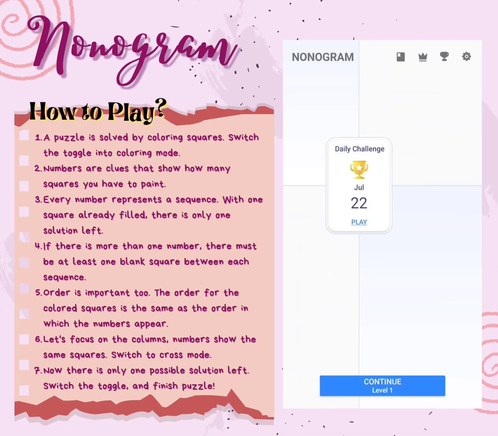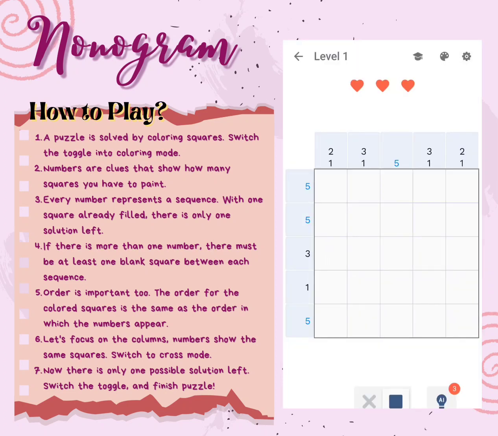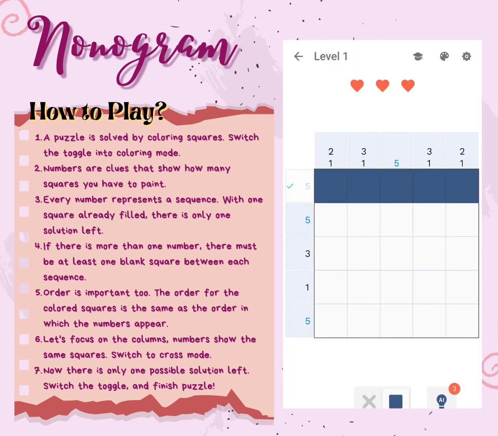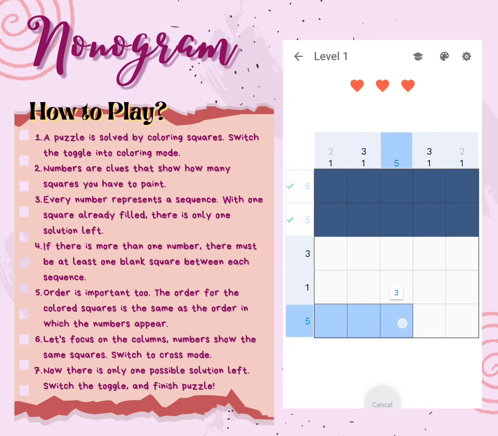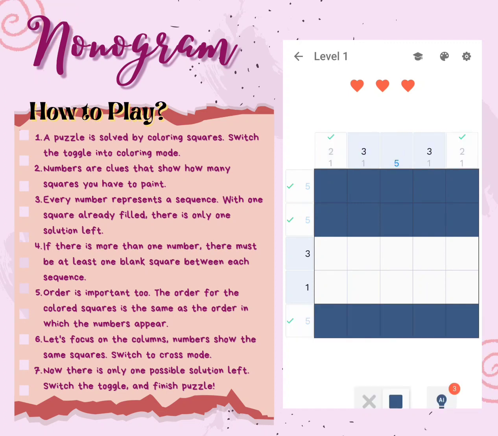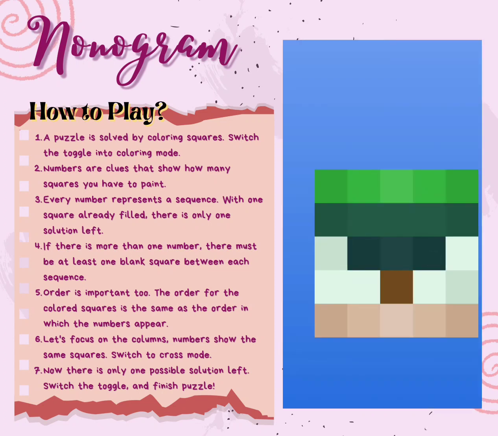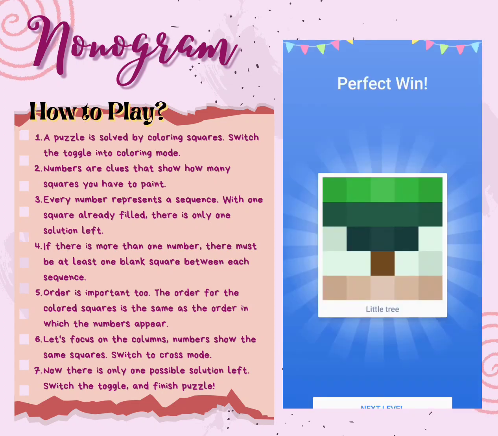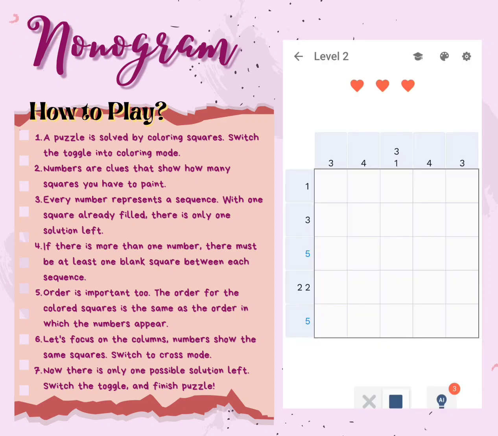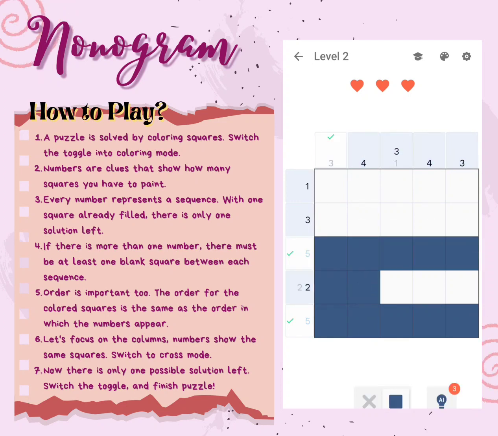How to play nonogram. First, a puzzle is solved by coloring squares. Switch the toggle into coloring mode. Second, numbers are clues that show how many squares you have to paint. Third, every number represents a sequence. With one square already filled, there is only one solution left. Fourth, if there is more than one number, there must be at least one blank square between each sequence.